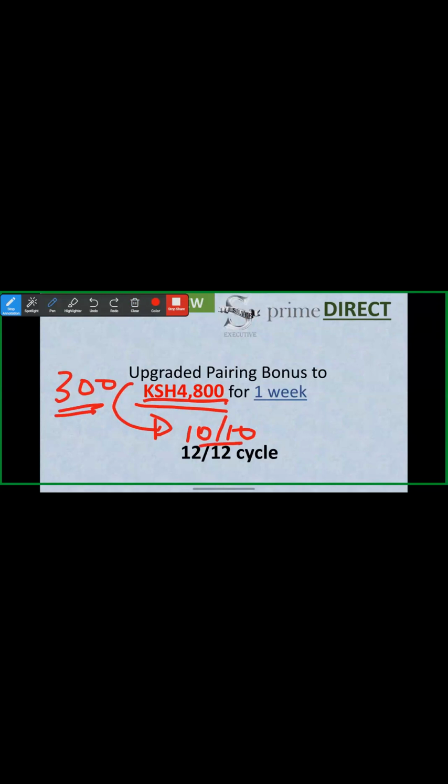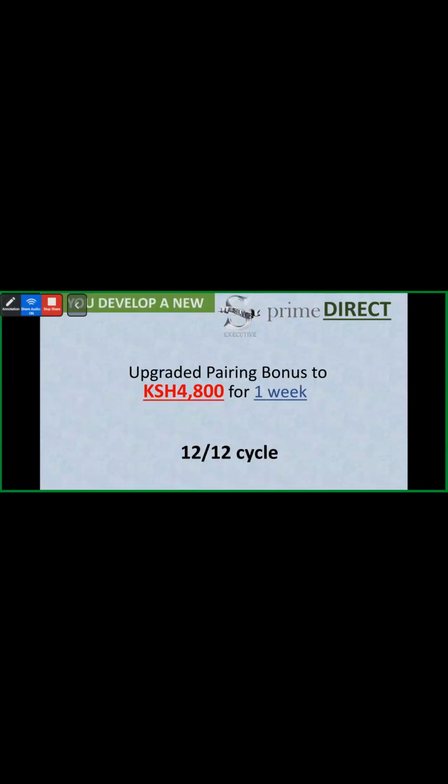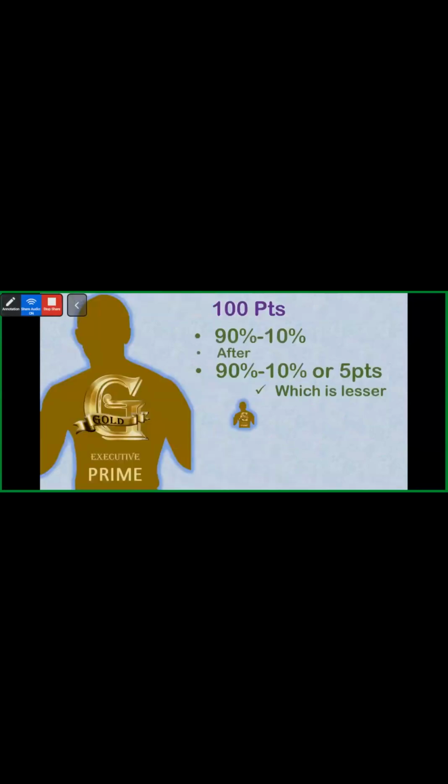The moment I develop a new silver executive prime, the only thing that will be changing is my cycle. So bado nitakuwa tu kwa ile 4,800, lakini kwa sababu nilikuwa kwa hii bado niko 300 plus pairs, sijafikisha 301, my system will still upgrade me to here 12 out of 12. Are we together? Gold executive is still the same, 90 points on this side, at least 10 points on this other side, and or depending on how many legs you have. So hizi legs zingine zinaweza kutolea 2 points, haina shida.